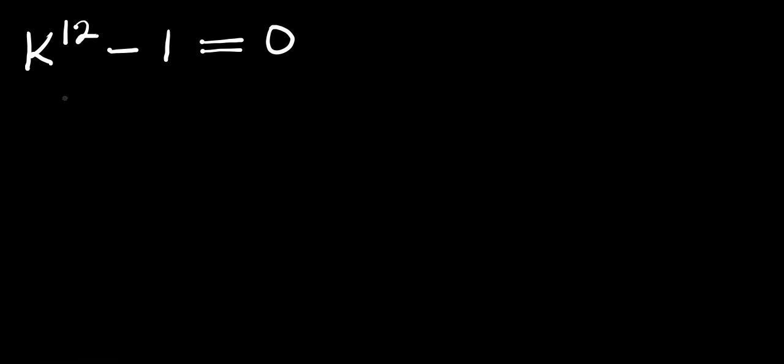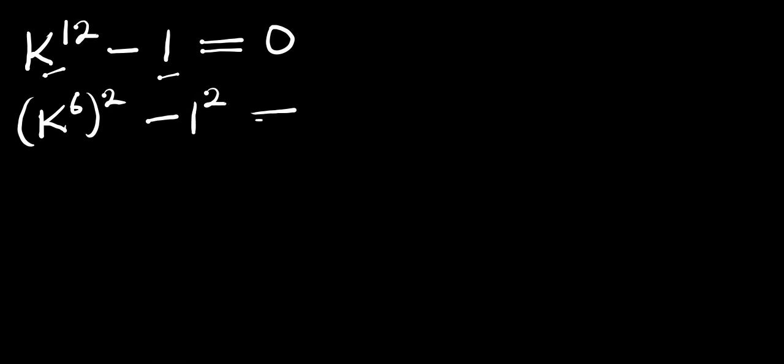Hello, in this video we have this problem. We are going to solve for the value of k, both complex and real. We have k^12 minus 1 equals 0. What we are going to do is write this as (k^6)^2 minus 1^2, and this equals 0.